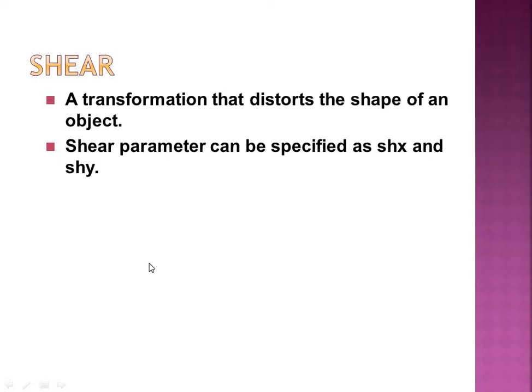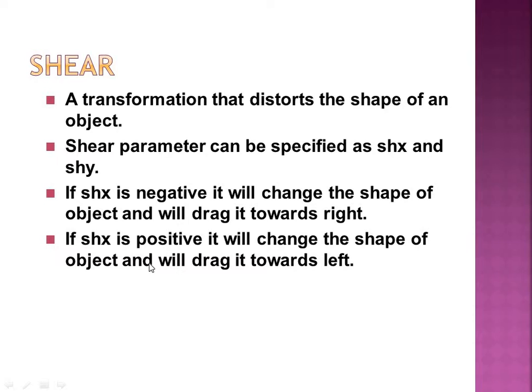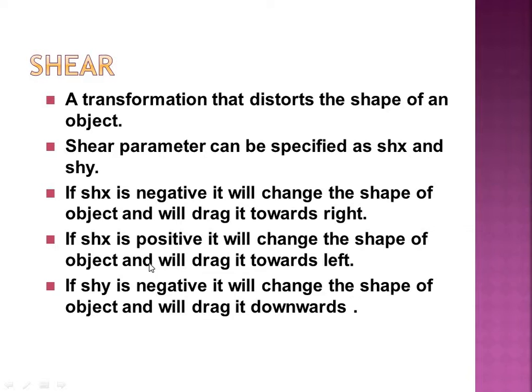We can specify shearing parameters as SHX and SHY. These parameters must be real numbers. If SHX is negative, it will change the shape of the object, and it will appear that somebody has dragged it towards the right direction. In the same way, if SHX is positive, then it will also change the shape of the object and it will appear that somebody has dragged it towards the left.